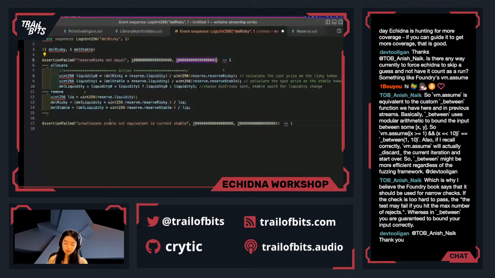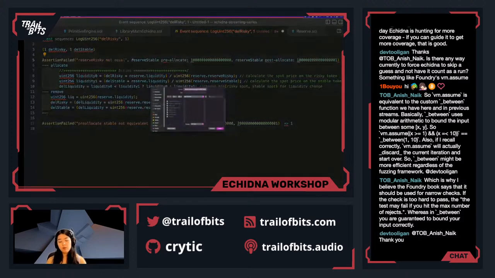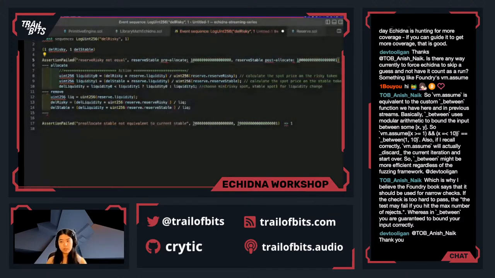assertion failed log is printing out the total reserve stable pre-allocate and reserve stable post-allocate, which means that the post-allocate balance is greater than the pre-allocate, which you can see in the stable as well.